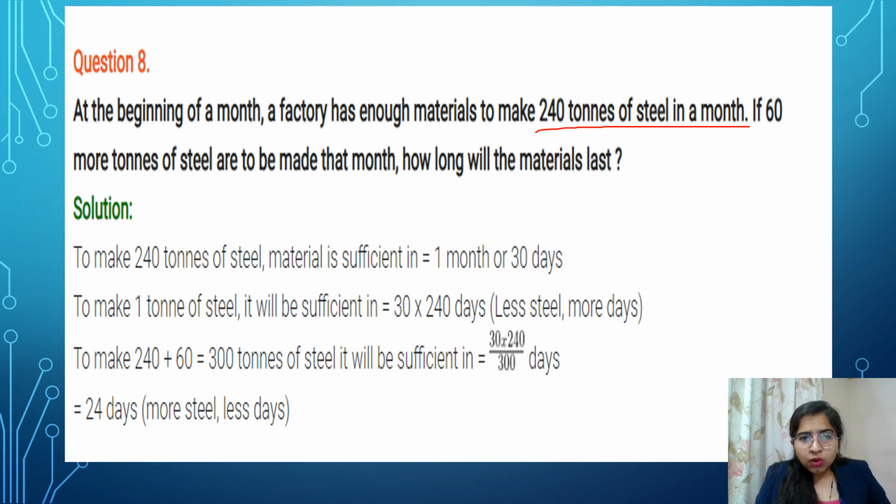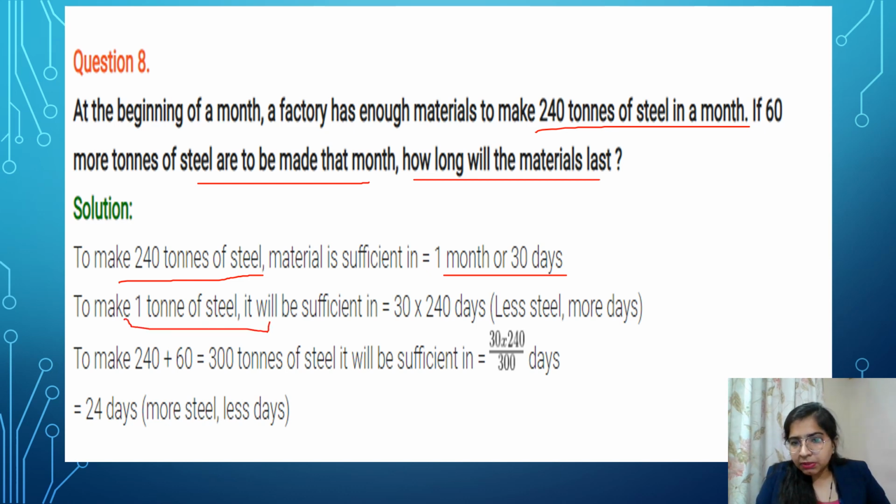If 60 more tons of steel are to be made that month, how long will the materials last? Okay, so the question is, how long will the material last? To make 240 tons of steel, 1 month or 30 days, right? A month can be written as 30 days, no? To make 1 ton, you have to multiply 30 days with 240, right?